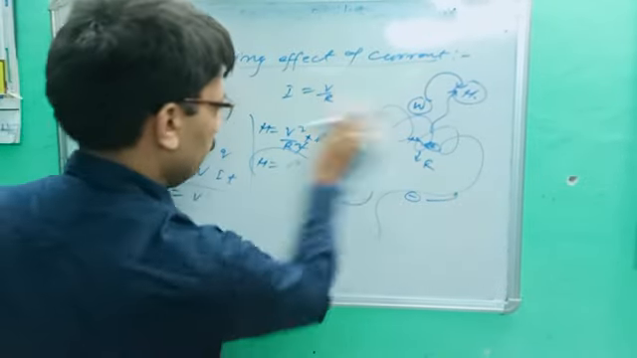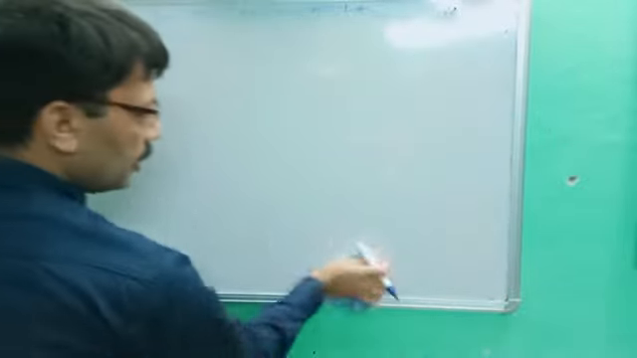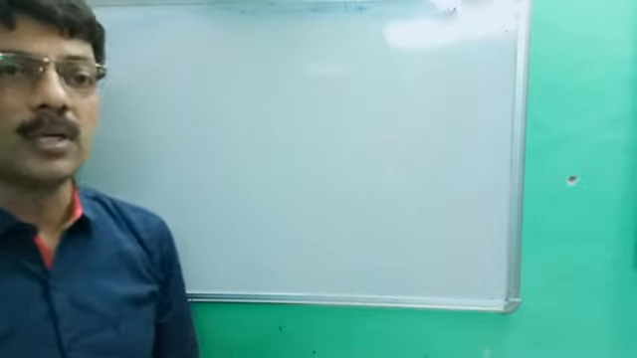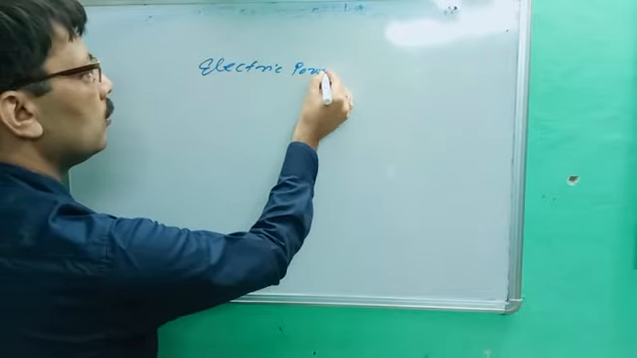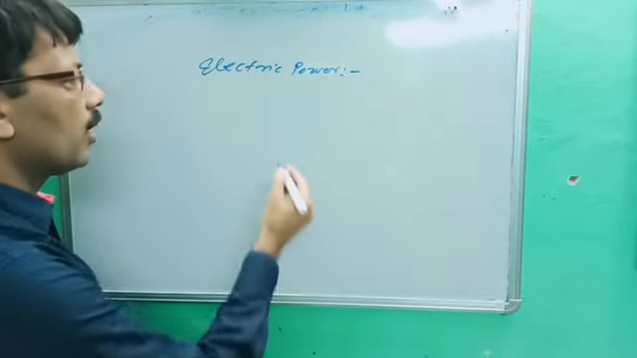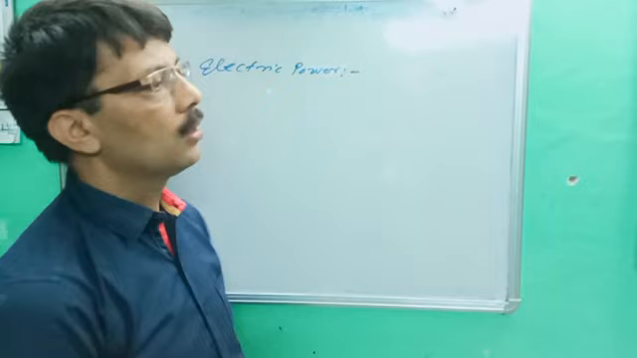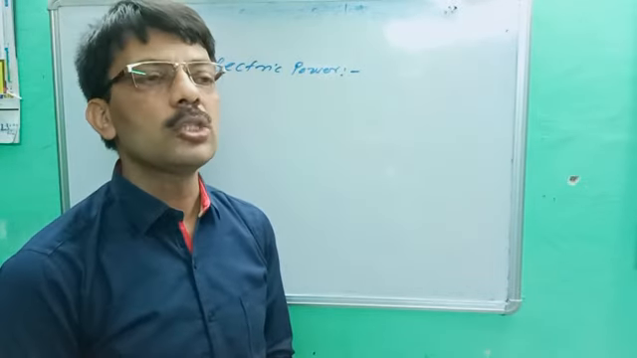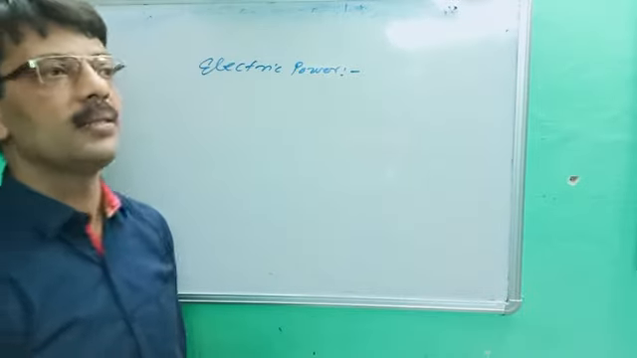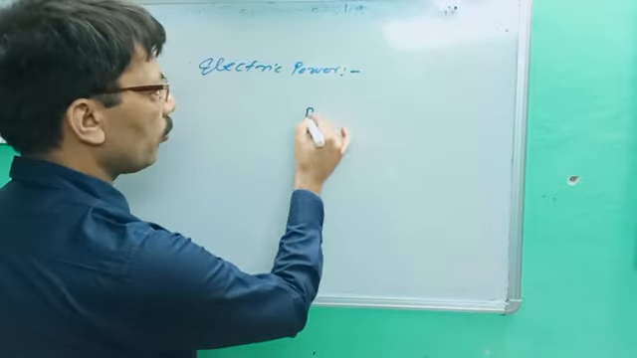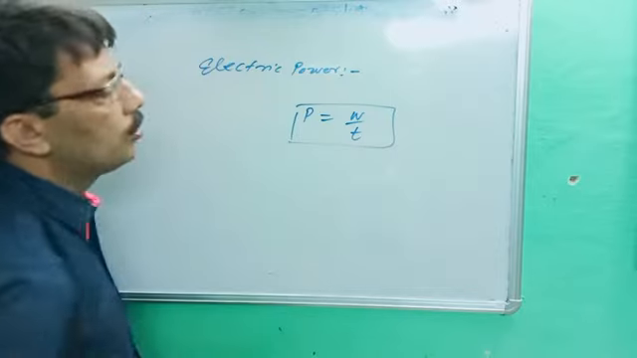Our next point is electric power. This is also taught in class 9, I think, but today I will convert it into current and voltage. So electric power. Write down the formula, you better know. The rate of doing work by electrical appliances is called electric power. And we know the formula, P is equal to W upon T.